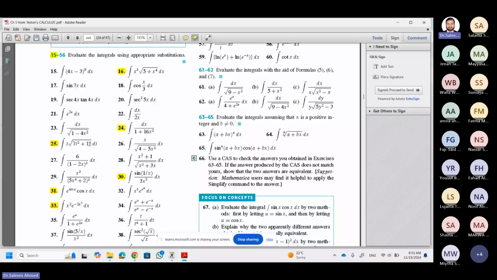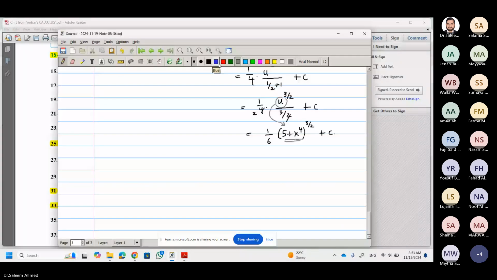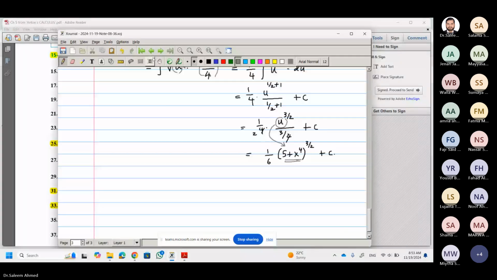7t square plus 12, the derivative is 14t. So t is given outside, so no issues here, right? So if you take this as u, this derivative is t. 24 is 1 plus 16x squared.